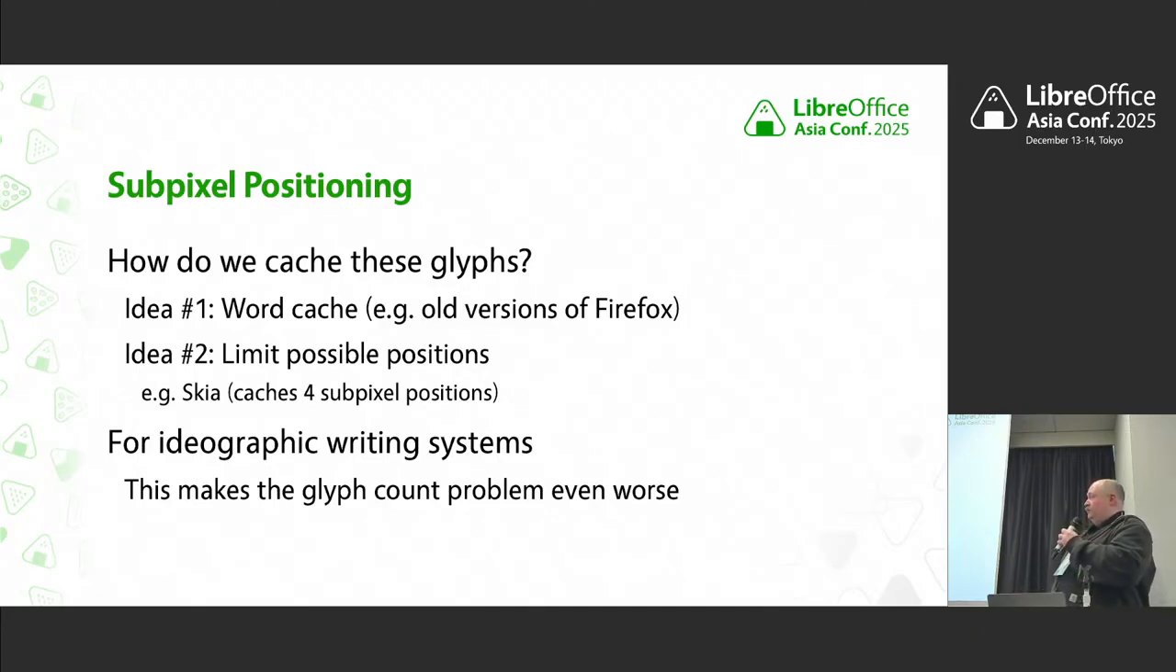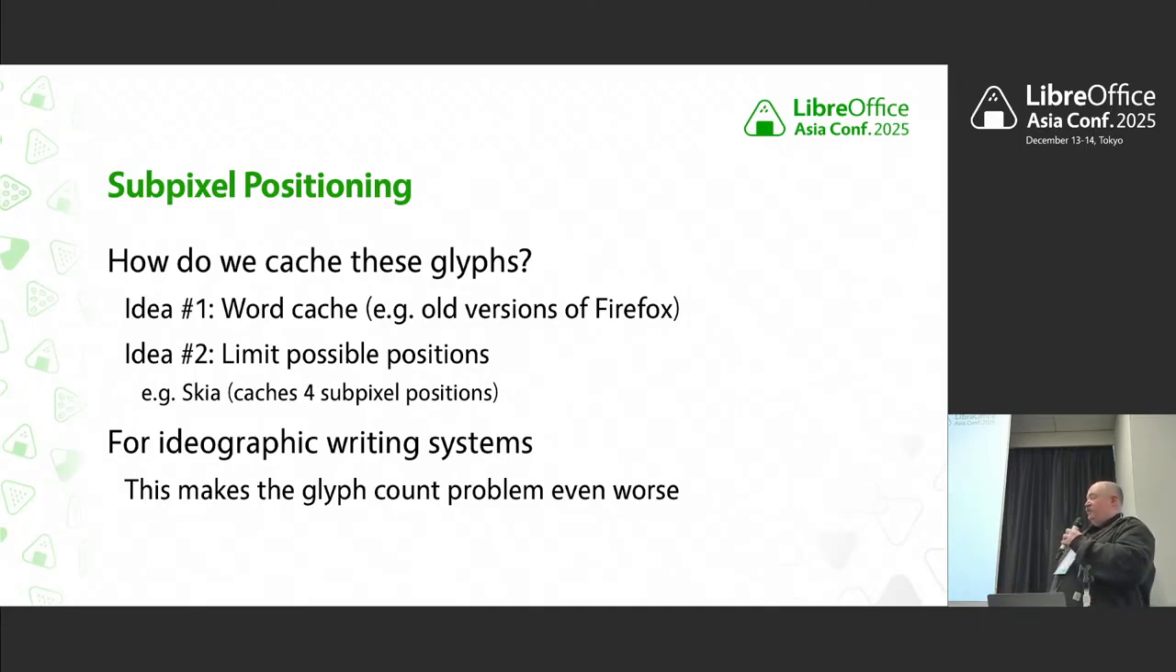A rather old idea, which was used a long time ago in some software, is to use a word cache instead of a glyph cache. So you pre-assemble all of the characters inside of a word, rasterize the entire word all at once, and then cache that word. Then anytime you render that word again, you just reuse that from the cache.